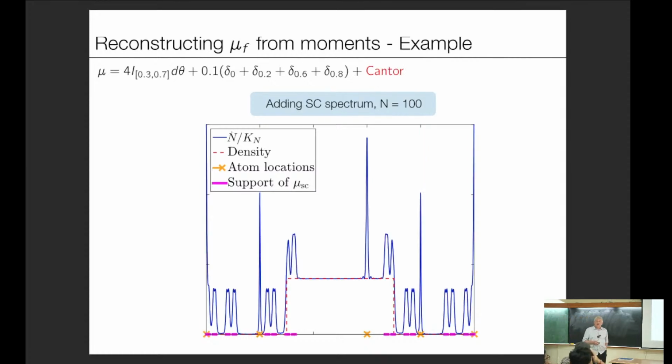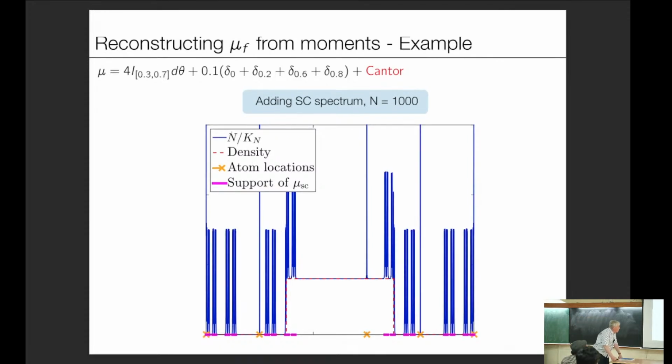You add a singular continuous part. You add the Cantor set measure. You know this very basic singular continuous measure. And the question is, what is going on here? Well, we have the same spikes. We have the point masses. The absolute continuous part is rather clear. But there is also some oscillation due to the Cantor set contribution. And you see that they are becoming quite relevant if you go again up to 1,000.